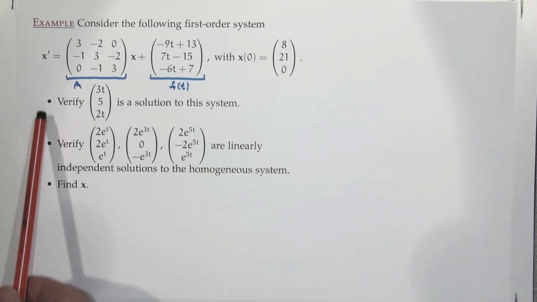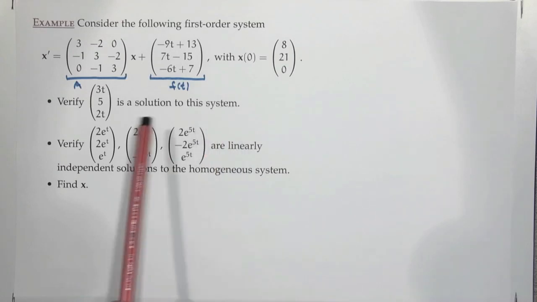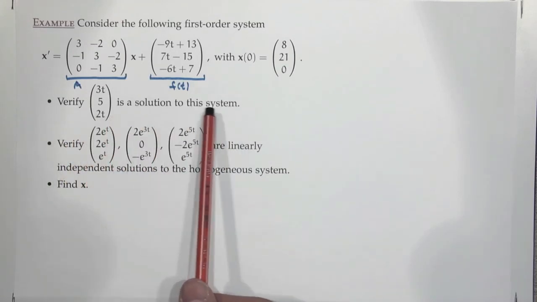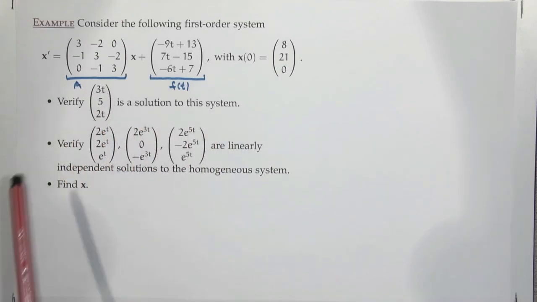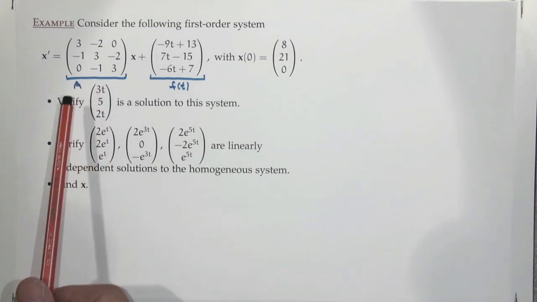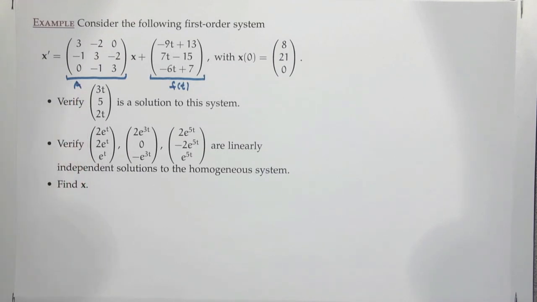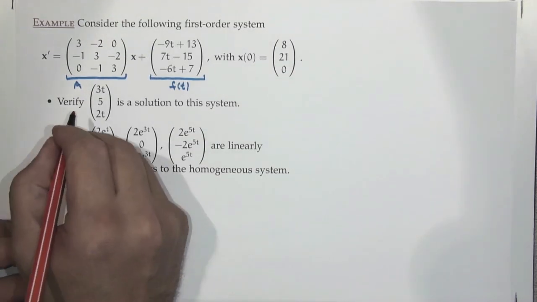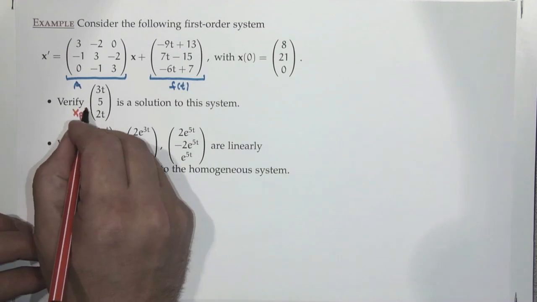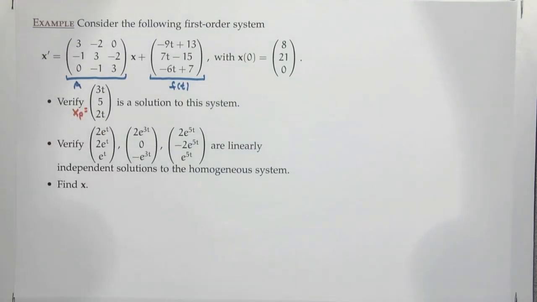Okay, so there's some steps to do. It says verify this is a solution to the system. So we have (3t, 5, 2t). Now, what name would we have given this in our old setting? There is something in particular we would have said about this. It's a particular solution. Yeah. It's telling us, hey, that should be our x_p.